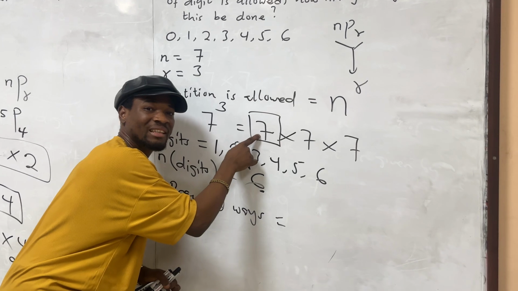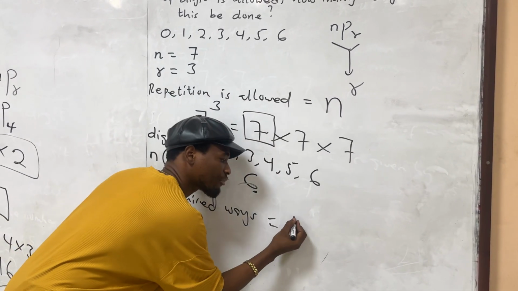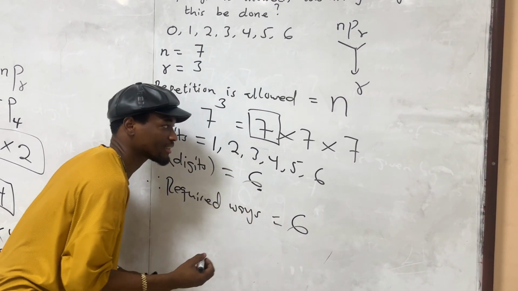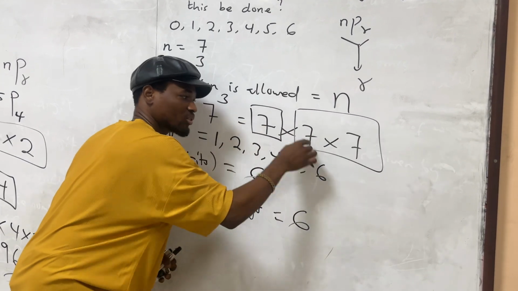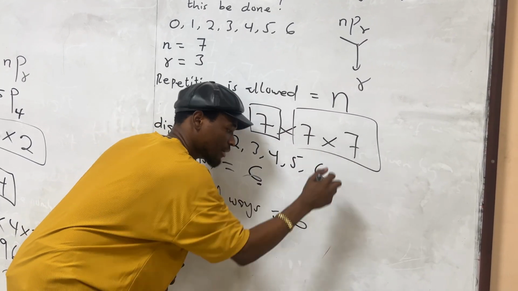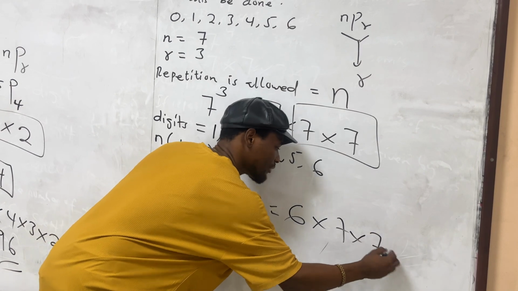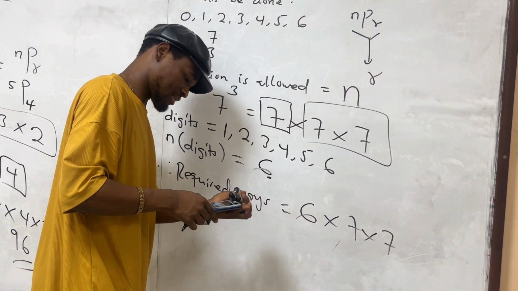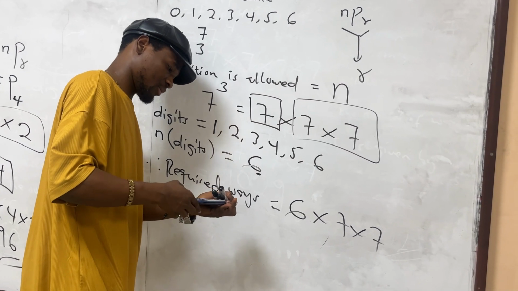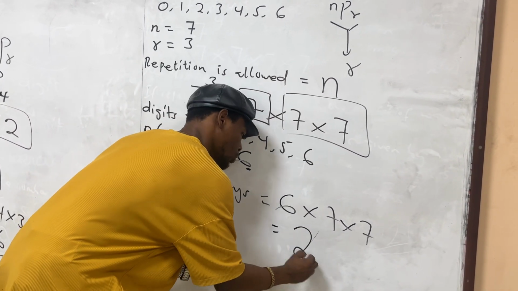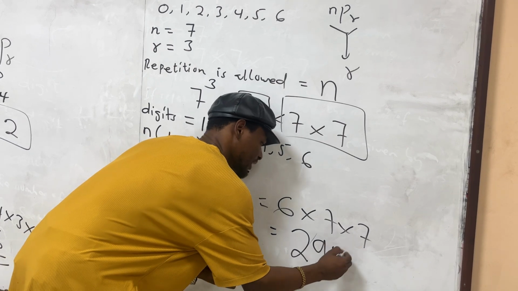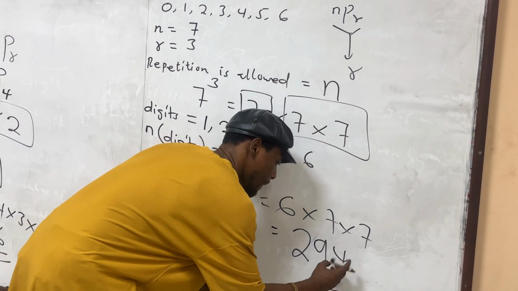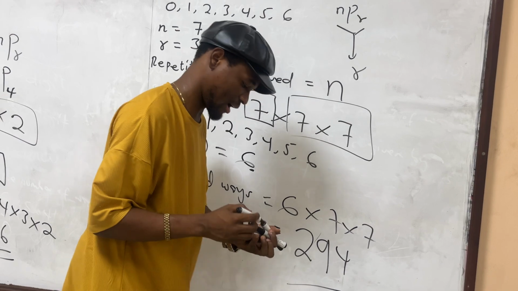So we start from 6, then you maintain the rest: 7 times 7. So I have 6 times 7 times 7, which gives 294. As simple as that.